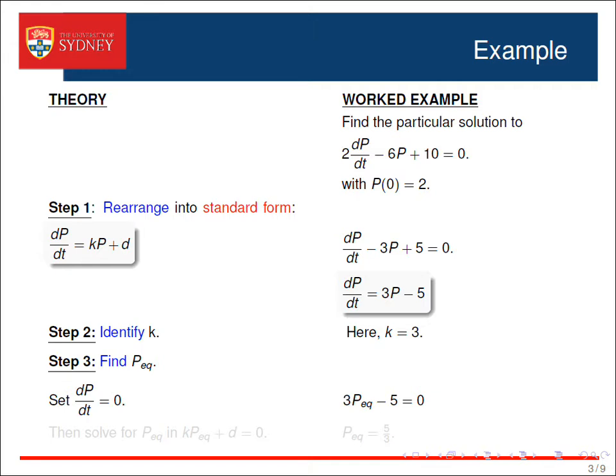For our example, this gives us the equation 0 is equal to 3 times p equilibrium minus 5. We then solve for p equilibrium, which gives p equilibrium equals 5 on 3.